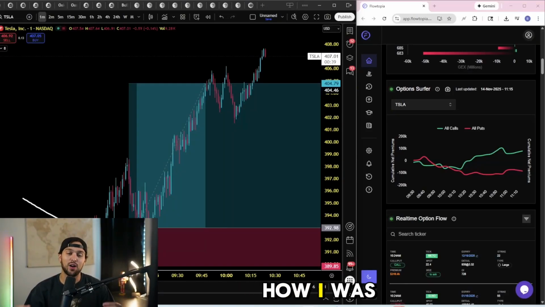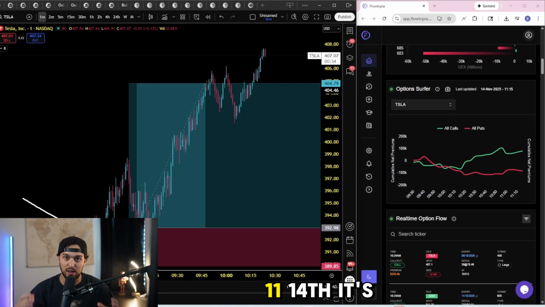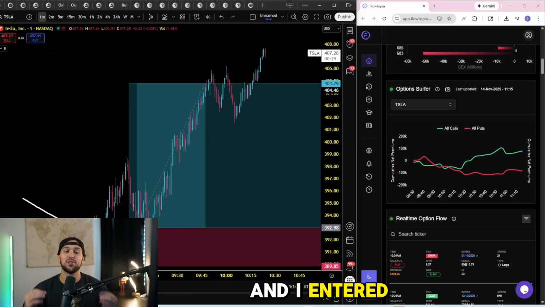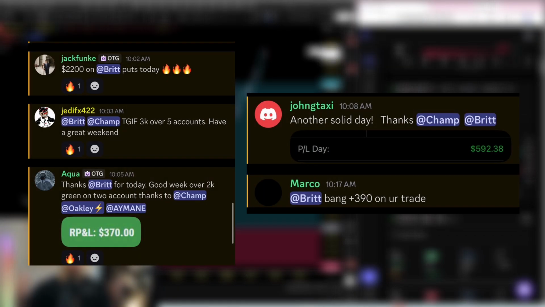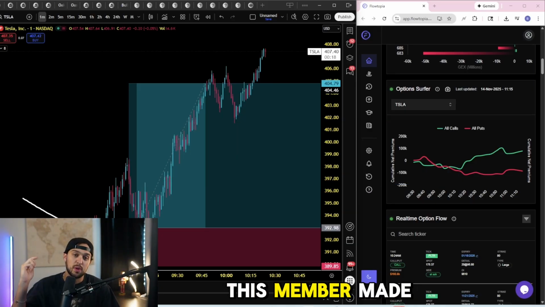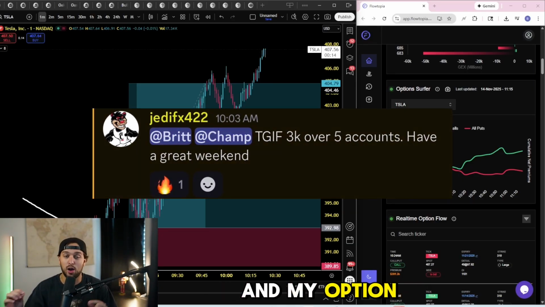This is exactly how I was able to make over $1,000 trading options on Tesla today. And today is Friday, November 14th. I was live trading and I entered this trade in front of hundreds of people. And yes, you can see all these people made money with me in these screenshots. And then here was actually my personal position. This member made $3,000 trading Tesla using Option Surfer and my option strategies.